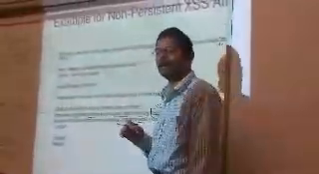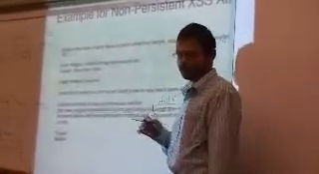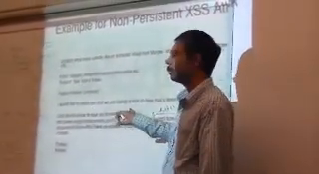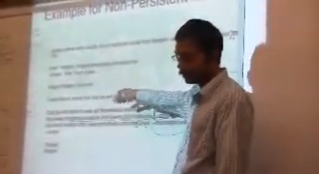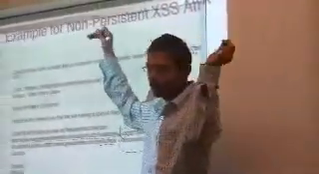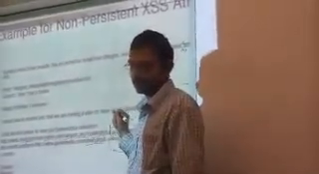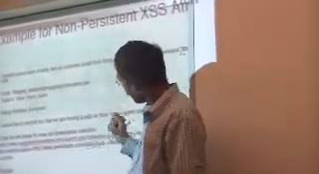Right? Now, it's called non-persistent. Why? Because it doesn't have a broader impact. Only someone who clicks on that link by opening this email is subjected to this. It's not like whoever opens a forum will be subjected to this attack. So that's why it's called a non-persistent cross-site scripting attack. Okay.